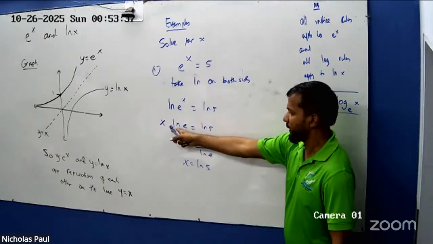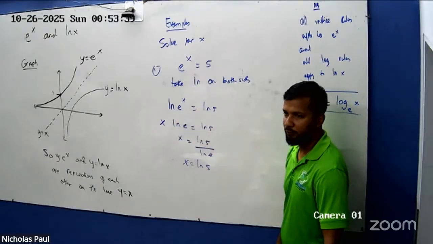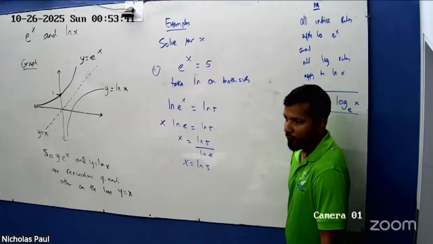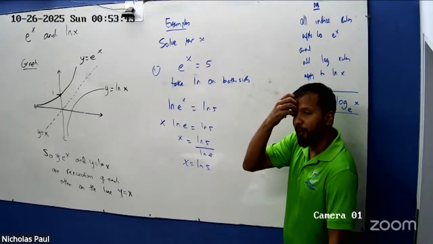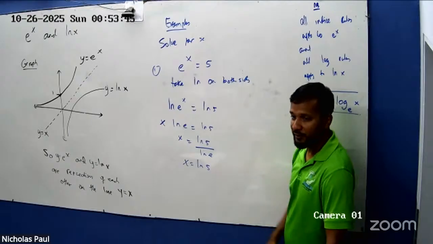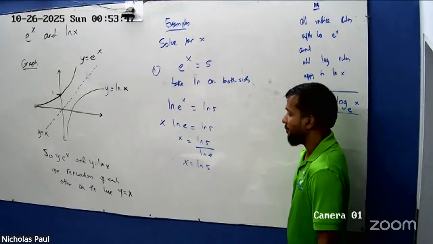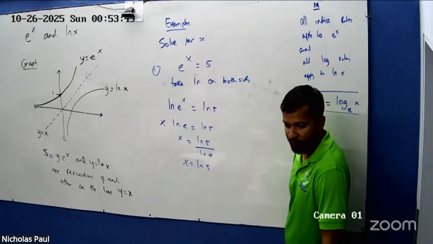Yeah, you could just cancel ln e to 1. For those who are doing pure privately, or dropped off the form today, pure office or anything.